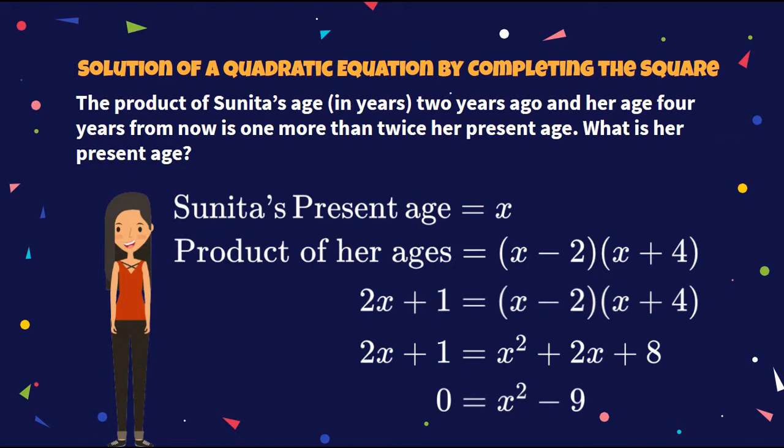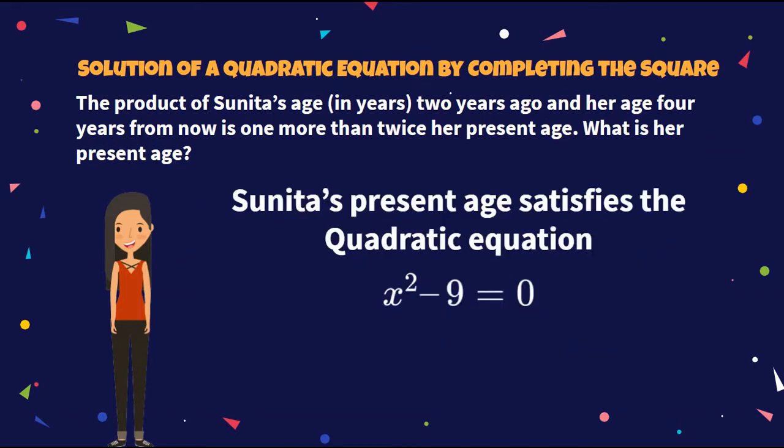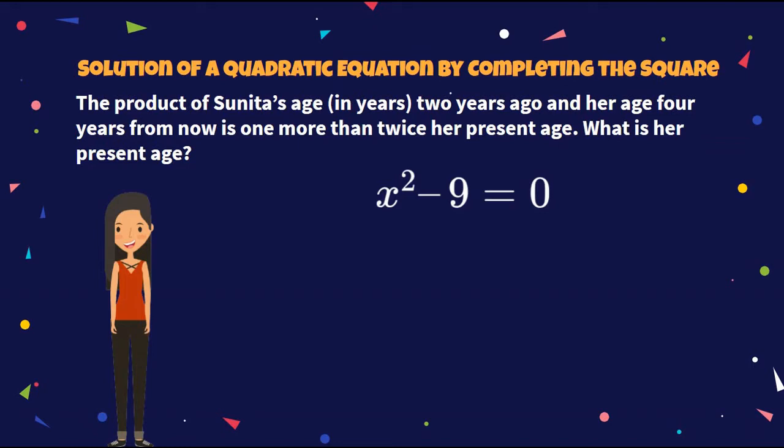On the left hand side, as we don't have anything, we have written 0, and on the right hand side, we have written x square minus 9. So we can basically say that Sunita's present age satisfies this quadratic equation, x square minus 9 is equal to 0. If you observe this x square minus 9, we can write it as x square is equal to 9. What have we done here? We have taken this minus 9, which is on the left hand side, to the right hand side.